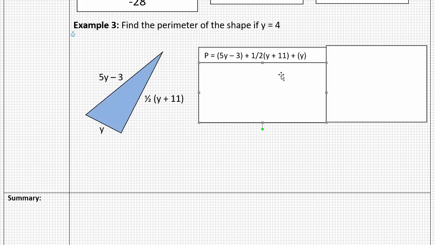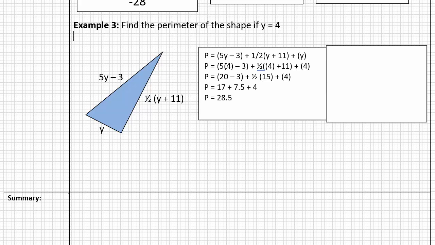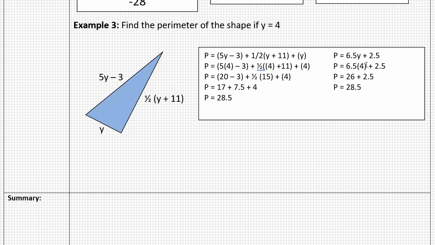So I'm going to go ahead and reveal all of my work here. In each step I've plugged in the value of 4, and then I've used order of operations. I got a perimeter of 28.5 units. However, I also looked at this expression and said, well, it could be simplified down to 6.5y plus 2.5. Then I substituted in 4 for y and came to that same answer, that the perimeter of this triangle, if y equals 4, would be 28.5 units.